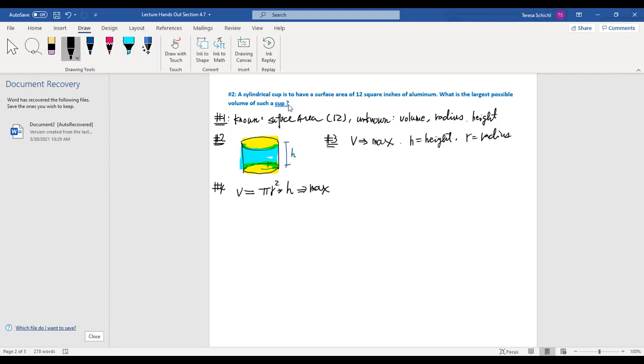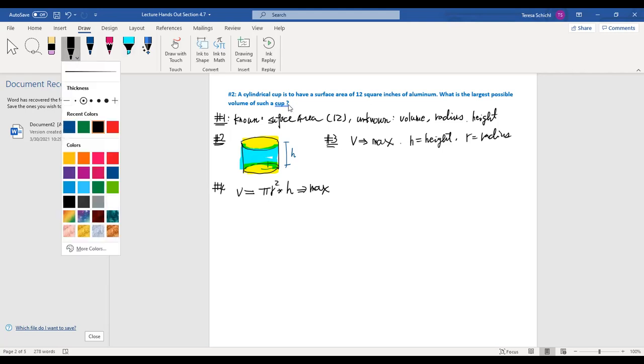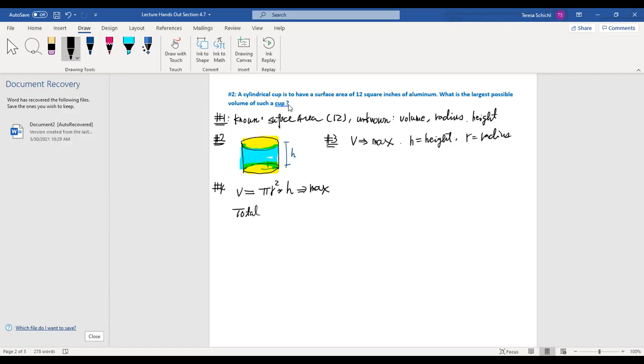From geometry class, we know the total surface area. When you open up the side, it becomes a rectangle, so its area is the height times the circumference. The height is h and the circumference is 2 pi r, so the blue area is 2 pi r h. Plus the top and bottom lids, which are 2 times pi r squared.